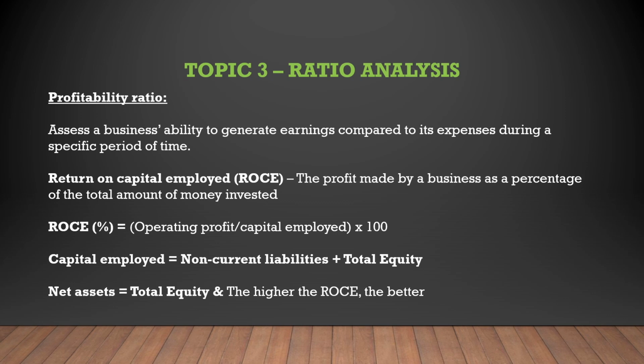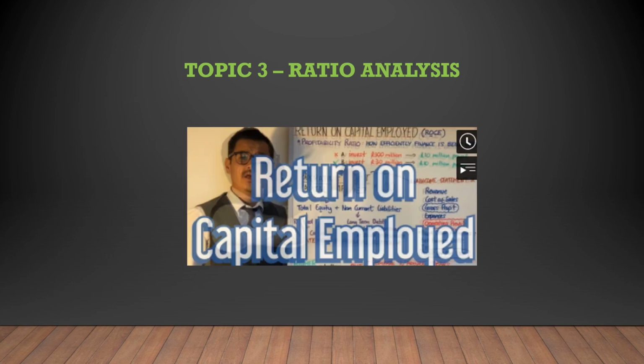So you have return on capital employed, the profit made by a business as a percentage of the total amount of money invested, or capital employed. And the formula is operating profit divided by capital employed times by 100. And capital employed is non-current liabilities plus total equity. Net assets equals total equity, and the higher the ROCE, the better. More details on return on capital employed, click the card up there.